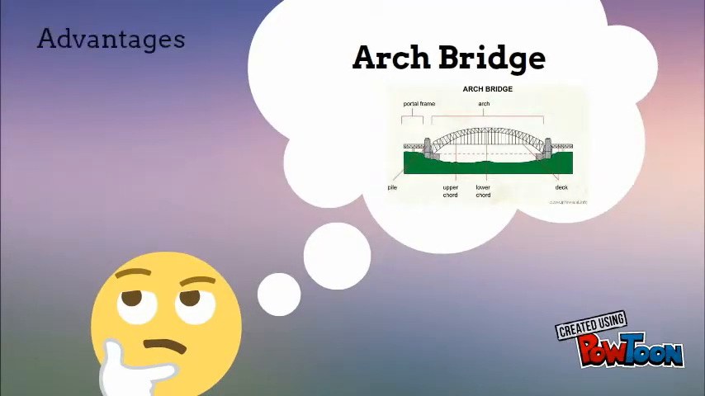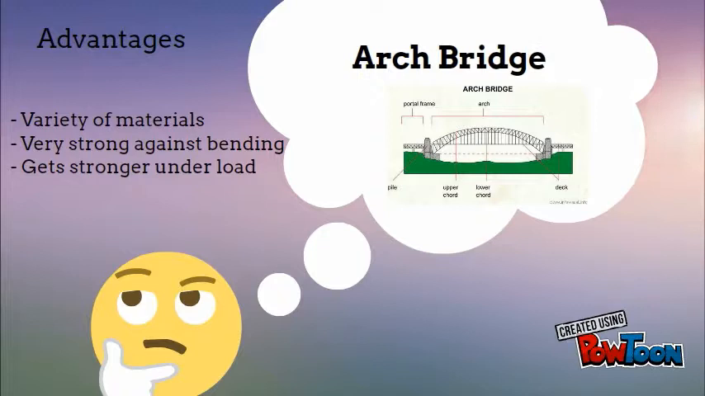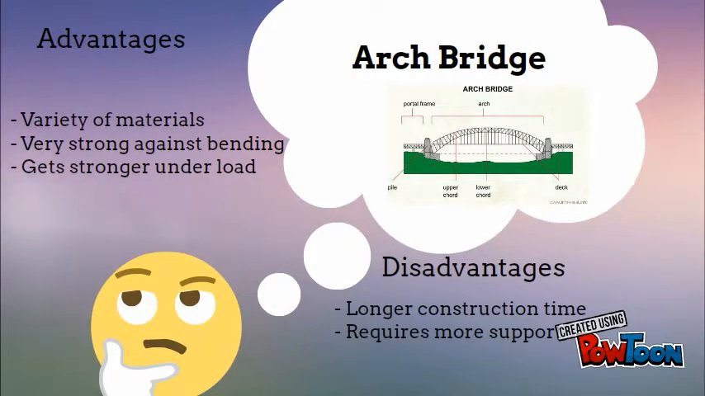The advantages of the Sydney Harbour Bridge or Kotanga Bridge is that a variety of building materials can be used. The half-circle shape which it has prevents changes or distortions in the bridge due to bending, which makes it very strong. Disadvantages are that it requires a long time to construct because of its complexity. It also requires more support than other common bridges.